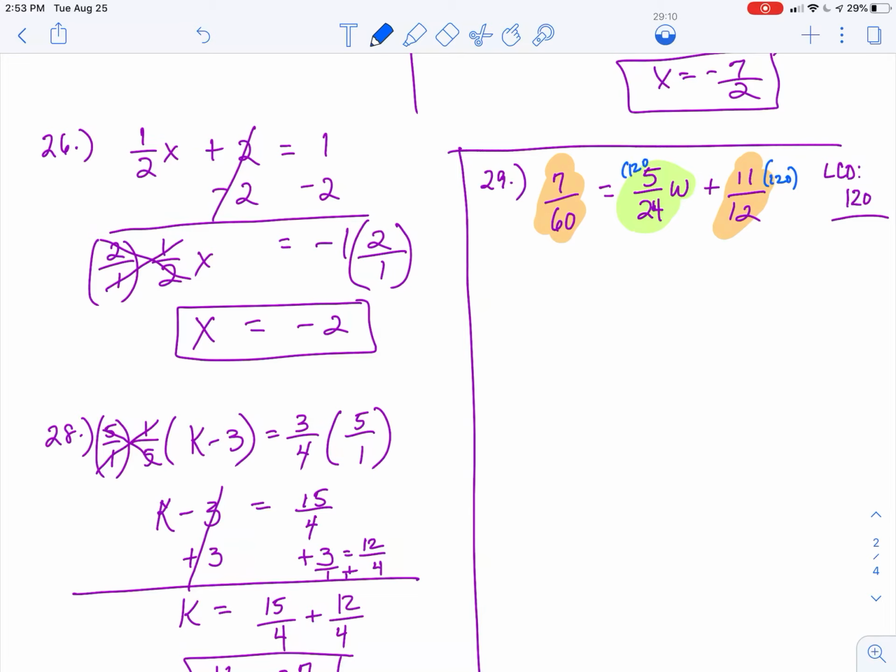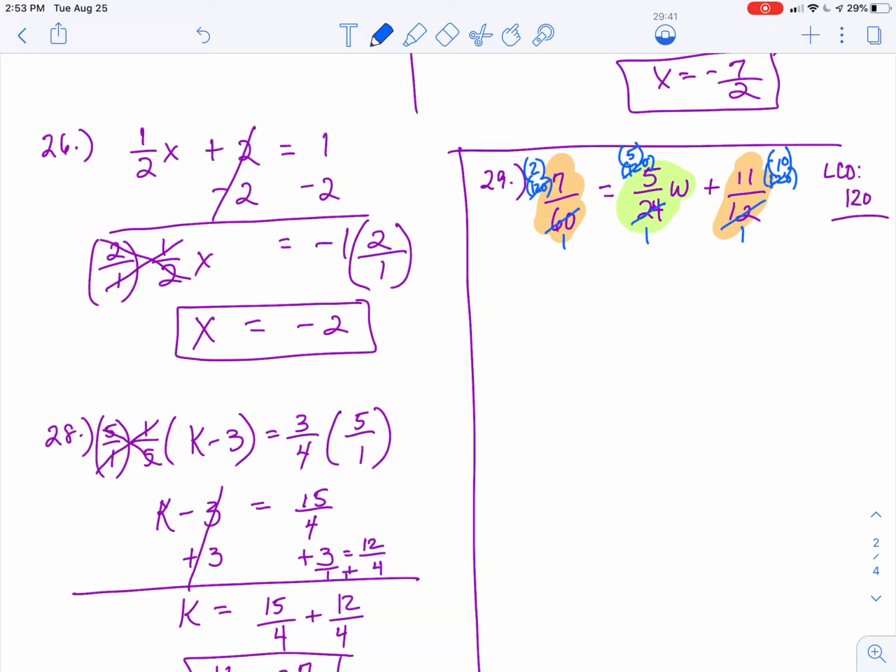I've got to squeeze it on this side here, and over here I'll put it right here. Now remember, I can cross cancel, so let's start doing that. 60 goes into 60 once, and it goes into 120 two times. 24 happens to go into 120 5 times. 12 goes into 120 10 times. So now I'm multiplying it with these three reduced terms.